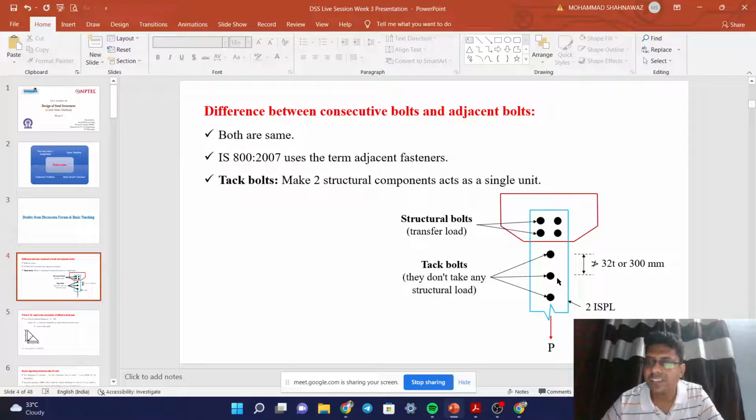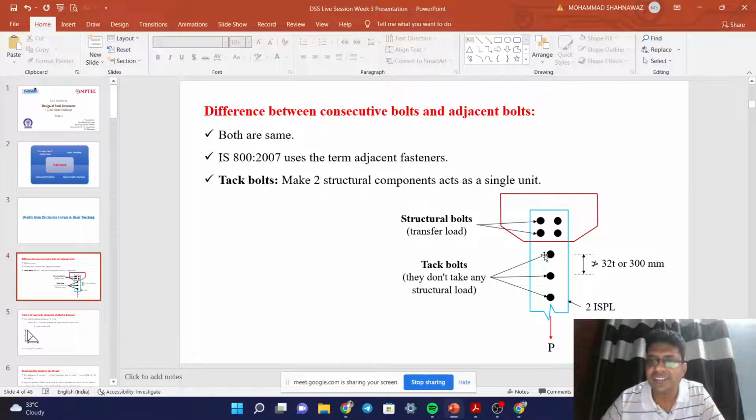The purpose of these tack bolts is to make these two ISPL, meaning Indian standard plates, act as a single unit. The purpose of these bolts is to hold them together. These bolts are not used for structural purposes. Their work is to make them act as a single unit. I have also written here that tack bolts make two structural components act as a single unit.